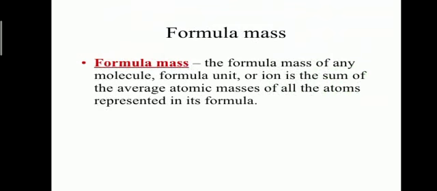Second is formula mass. A formula mass is the sum of the atomic masses of ions present in the formula unit of an ionic compound. Here we will take an ionic compound which forms ions, for example sodium chloride. So how to calculate the formula mass? We will take the atomic mass of sodium plus atomic mass of chlorine, multiplying by the subscript present of both the atoms. So we have the formula mass of sodium chloride is 58.5 AMU.